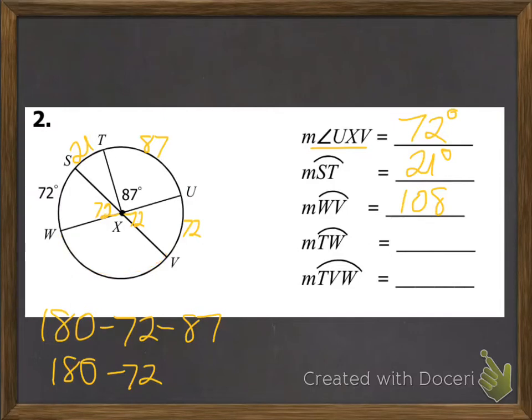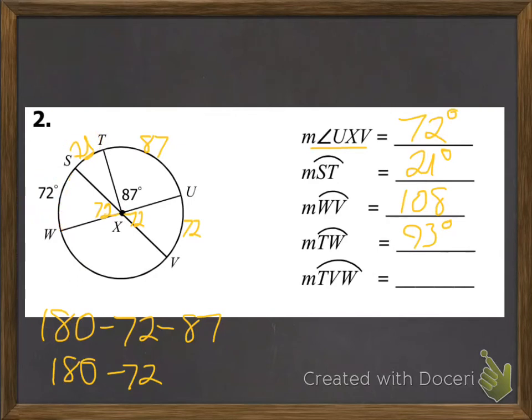Moving on to TW here. I'm going to erase that. TW is actually this whole arc right here. We're actually going to cut through S as well. So for this one, we already have the two smaller arcs identified, so we just need to add them together. So you're going to do 21 plus 72, and you're going to end up getting 93 degrees. So now I'm going to erase these circles here, because we know what that total arc is.